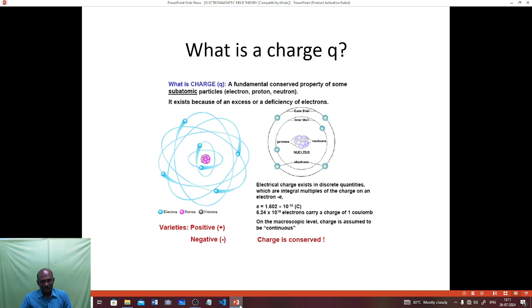The electron's charge is 1.602 × 10^-19 coulomb. So for constituting 1 coulomb of charge, we need 6.24 × 10^18 electrons. In 1 coulomb of charge, we have 6.24 × 10^18 electrons. Charge is conserved. It obeys the energy conservation principle.